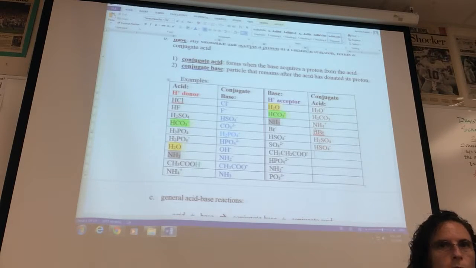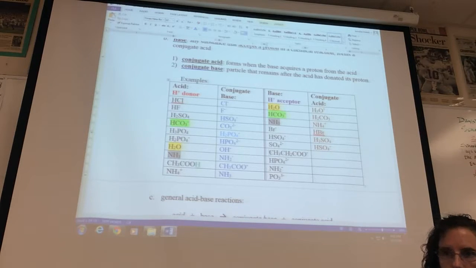So it becomes a plus. What if it already had a charge? Does it become neutral? So the 2 minus charge becomes neutral? No, because you're only getting one H plus. So it would be just minus? Correct.